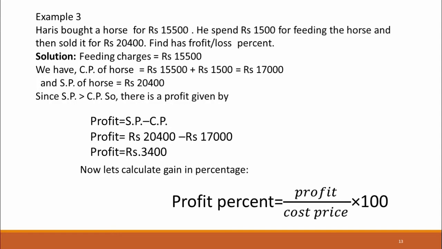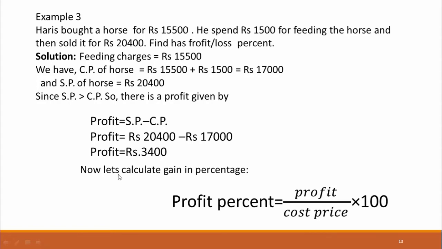Now the sale price of the horse is 20,400, and since the selling price is greater than the cost price, there is a profit given by profit is equal to selling price minus cost price. So profit is equal to 20,400 minus 17,000. Now subtract 17,000 from 20,400. We obtained the profit 3,400.